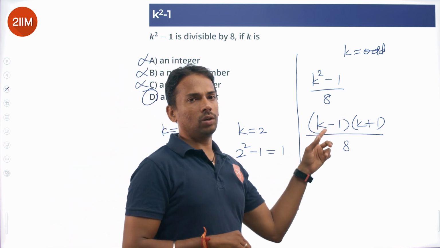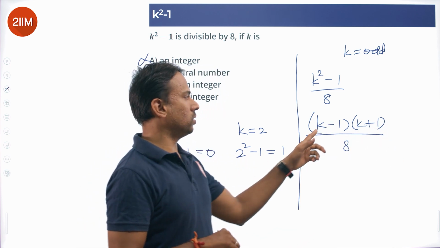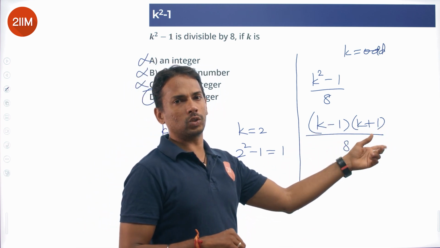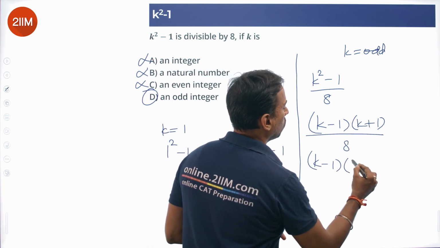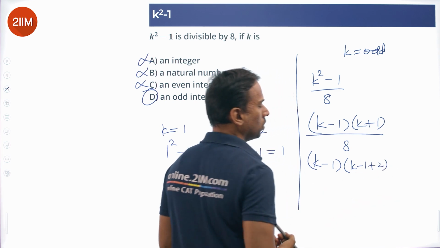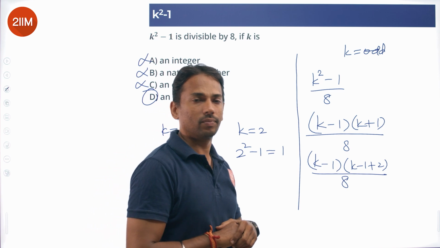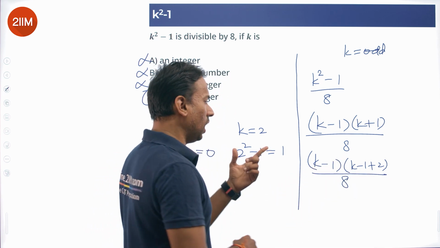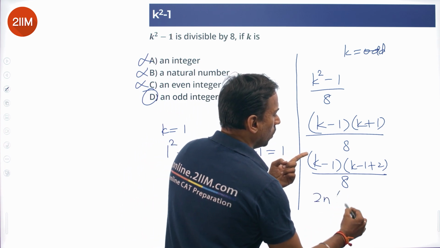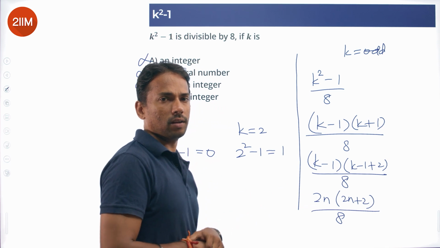And they should be two consecutive even numbers. Because this is k minus 1, this is k minus 1 plus 2. So I can write it as k minus 1 into k minus 1 plus 2. Is this divisible by 8 or not? That's what we have to check. Now this is an even number. This is the next even number. So we'll have this to be some 2n into 2n plus 2. We'll check if it is divisible by 8.